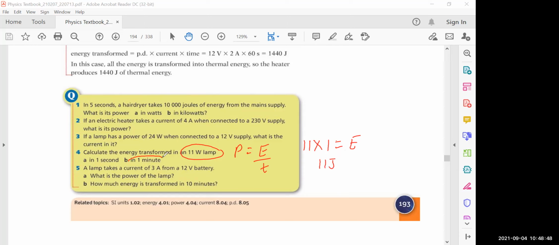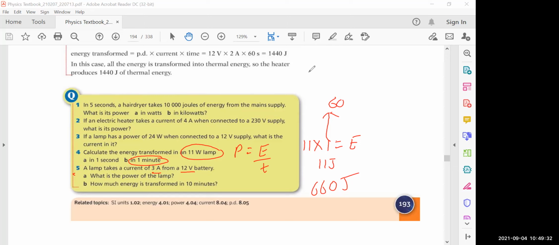In the second part, the time is given as 1 minute, so you will replace this with 11 times 60. 11 sixes are 66, and this 0, so the second answer is 660 joule. In question number 5, a lamp takes a current of 3 ampere, battery voltage is 12. What is the power? Simple, children, power is V into I, 12 times 3 is 36. And how much energy is transformed in 10 minutes? Work on 5B, children. Kashfi, your answer of 4A, 11, is correct, and for B, 660 joule is also correct.